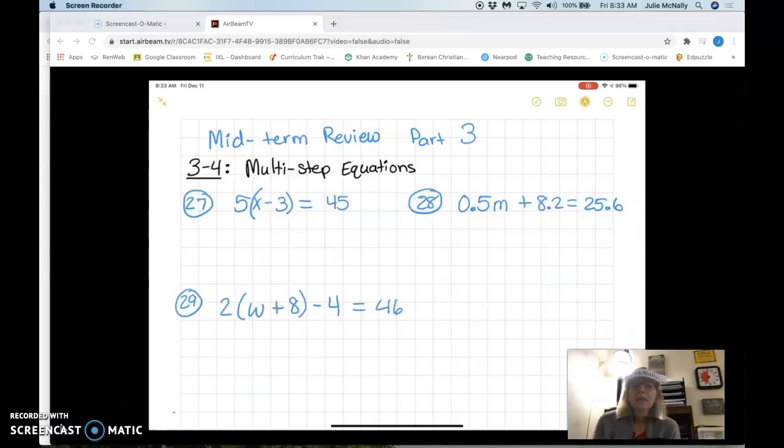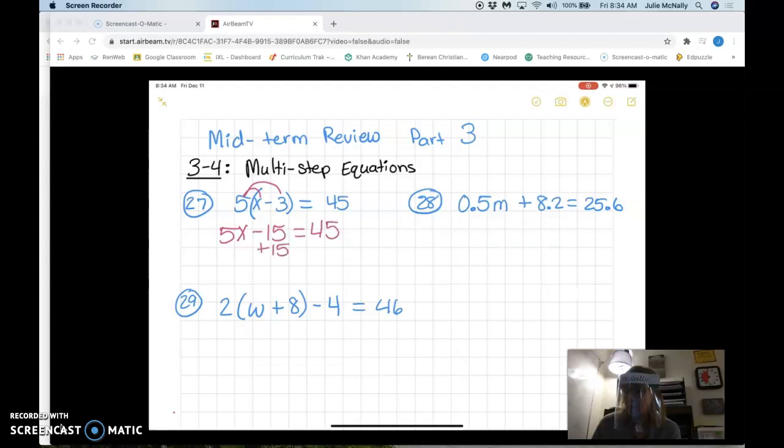All right, for section 3-4, you're going to work on multi-step equations. So you have to be very careful. Make sure you do all the steps before you start adding or subtracting. So for number 27, what do I have to do first? Distribute the 5. Good. Which is 15. Then you do plus 15 on both sides.